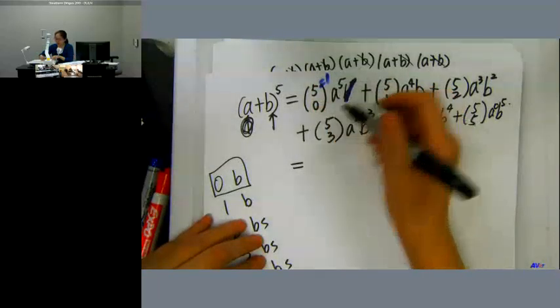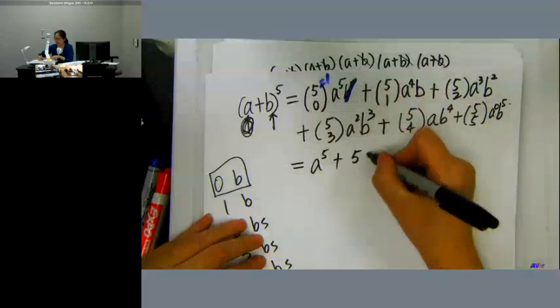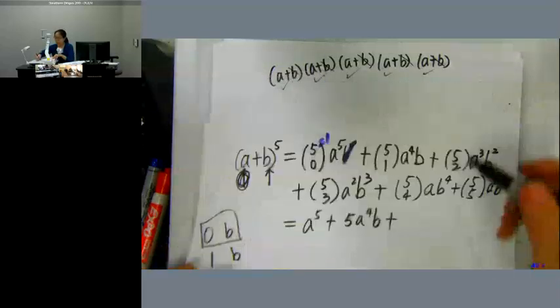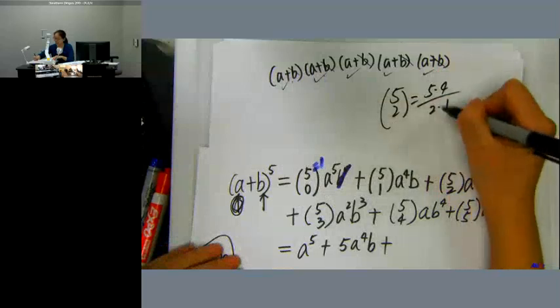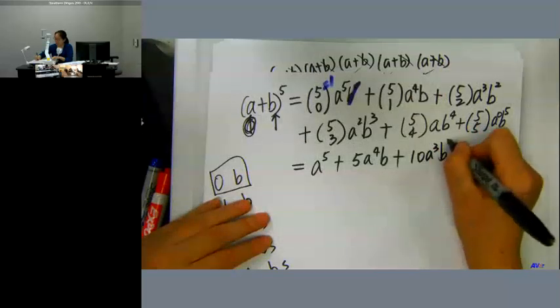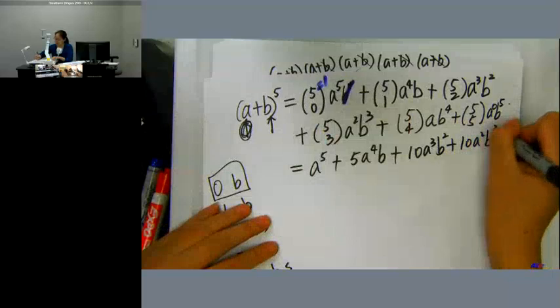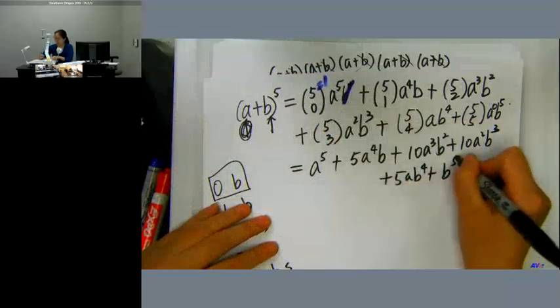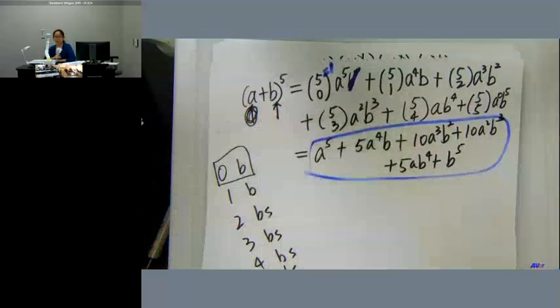B to the 0, it's 1, so we get A to the fifth. 5 choose 1, work it out, it's 5, A to the fourth B. Plus 5 choose 2, you can do that on your scratch paper. 5 choose 2 is 5 times 4 over 2 times 1, so it's going to be 10, A cubed B squared. And you can work the other one out. That should also be 10 there, and that should be a 5 there, and a 1. So that would be the final answer for A plus B to the fifth.